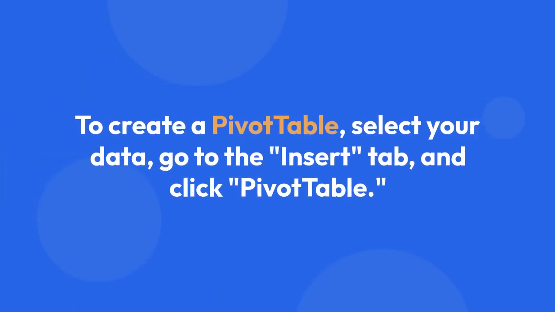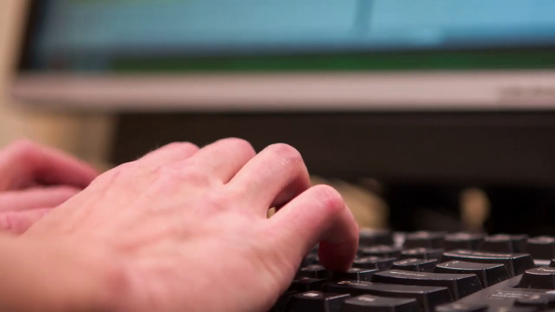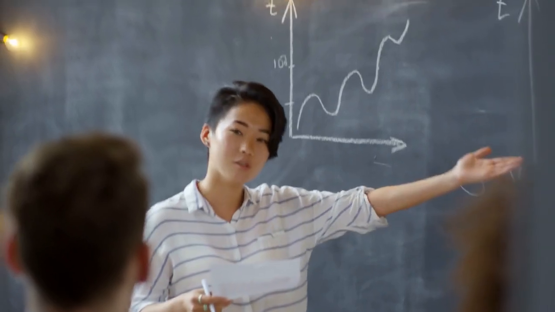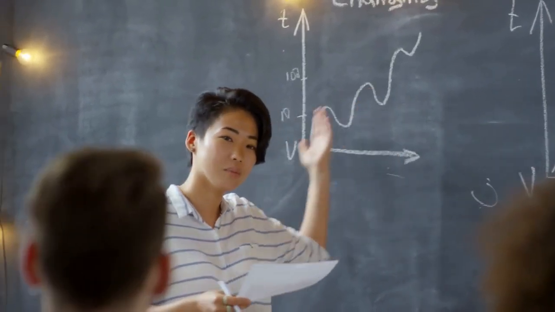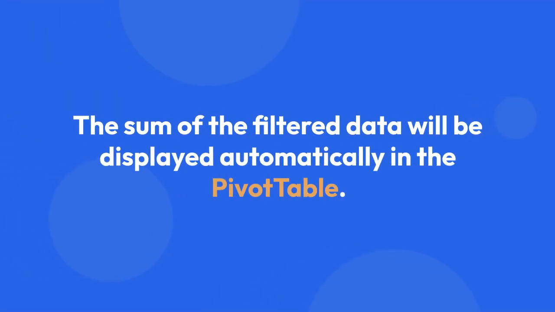To create a pivot table, select your data, go to the Insert tab and click PivotTable. Drag the field containing the values you want to sum to the Values area of the pivot table. Then, use the filter options in the pivot table to select the data you want to sum. The sum of the filtered data will be displayed automatically in the pivot table.